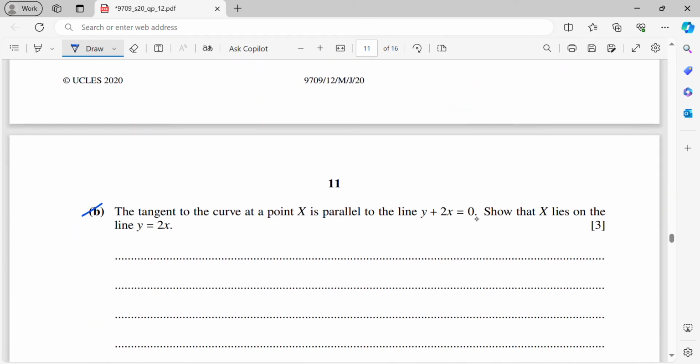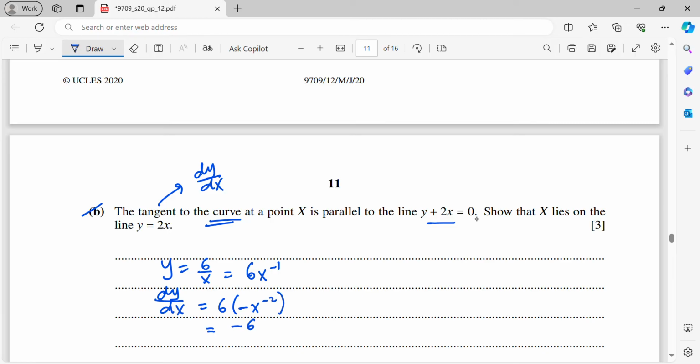Part B: the tangent to the curve at point X is parallel to the line. Show that X lies on the line y equals 2x. So now the tangent to the curve. Whenever you see tangent, it means dy over dx. So now my y is 6 over x, which is the same as 6x to the power of negative 1. I find out what is my dy dx first. When you differentiate, keep the 6, x power negative 1, you get negative 6x to the power of negative 2. That means this is going to be negative 6 over x squared.